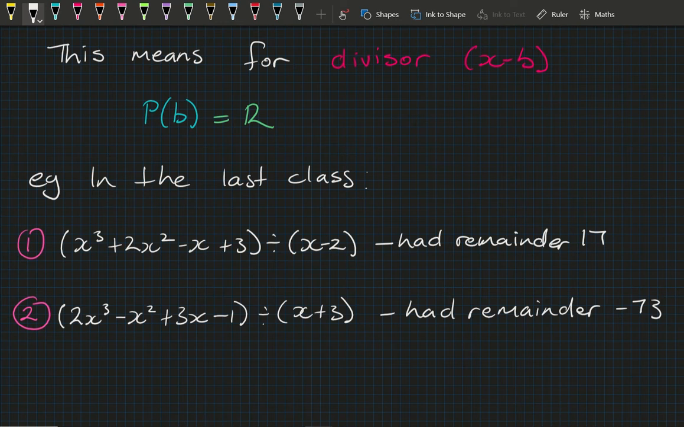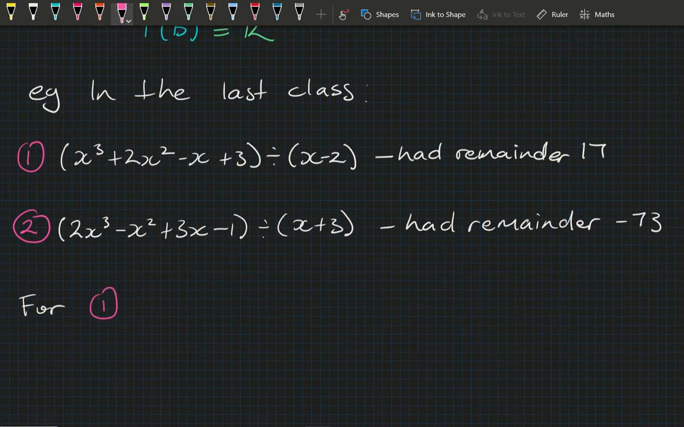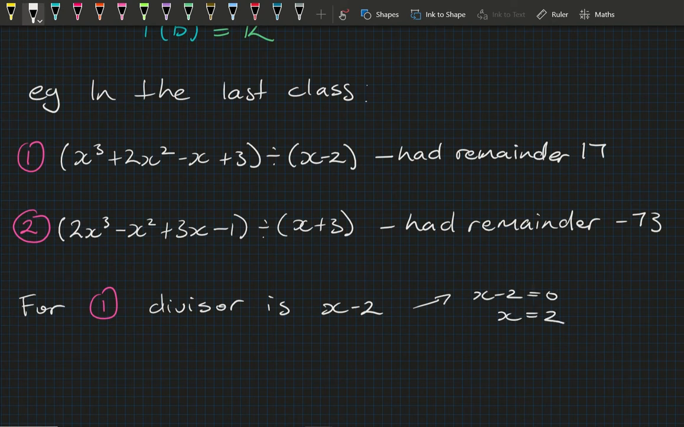So what the remainder theorem is telling us is, if I sub in a particular value of x that makes our divisor 0, don't worry, we're not actually dividing by 0, it just means that the polynomial on the left here will equal the remainder. So let's try it for divisor 1, when we've got x minus 2. x minus 2 equals 0 means x equals 2. So let's sub in 2 for x into the polynomial.